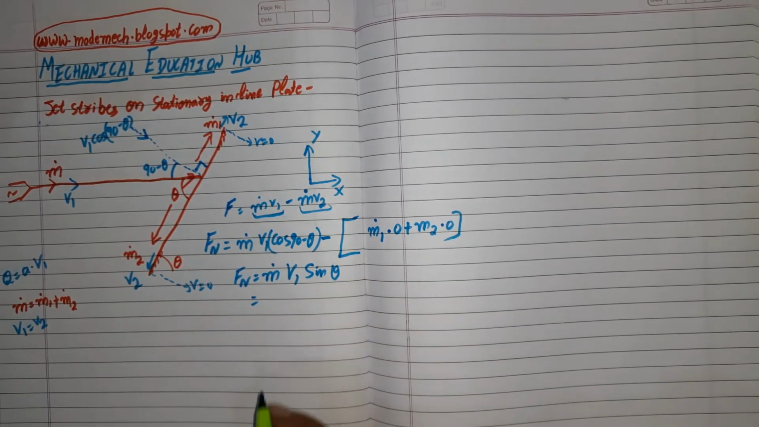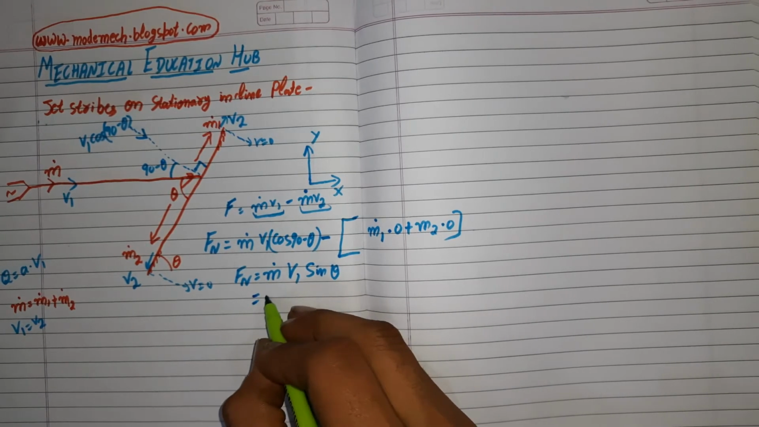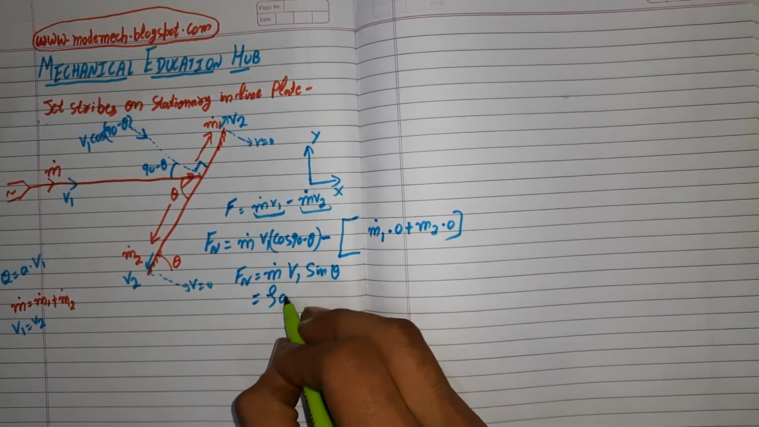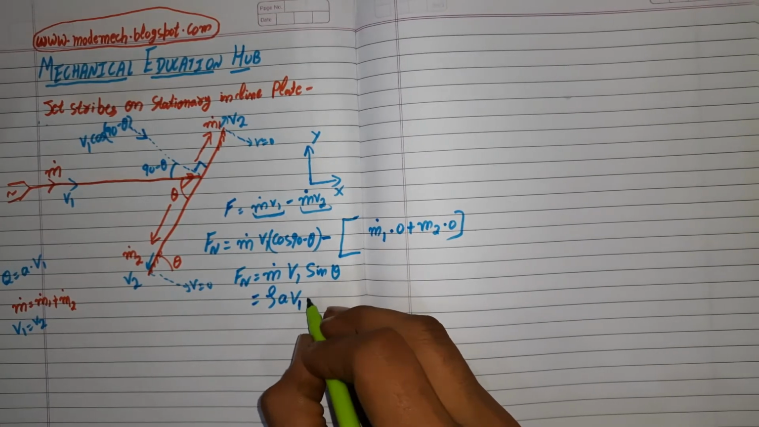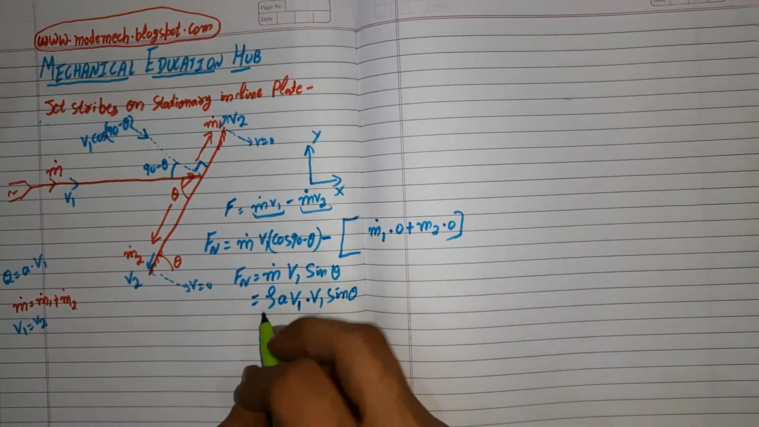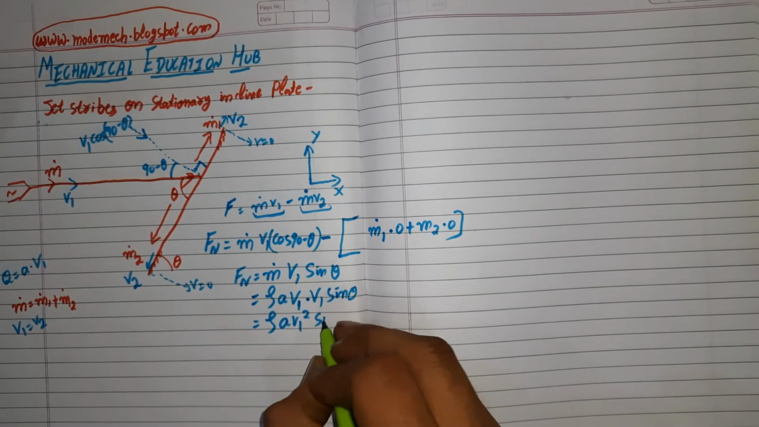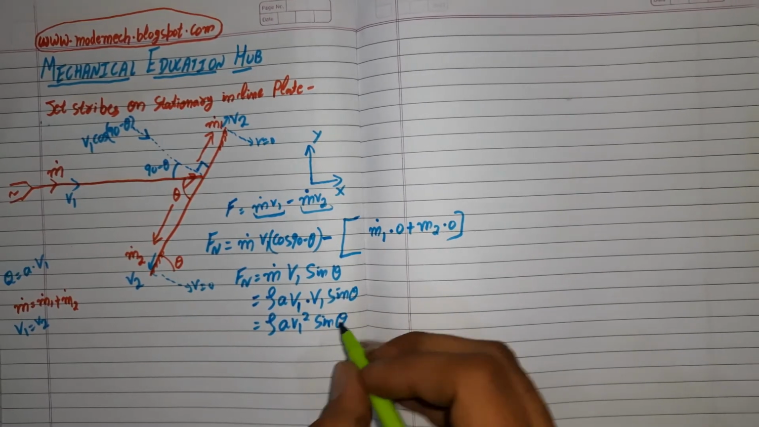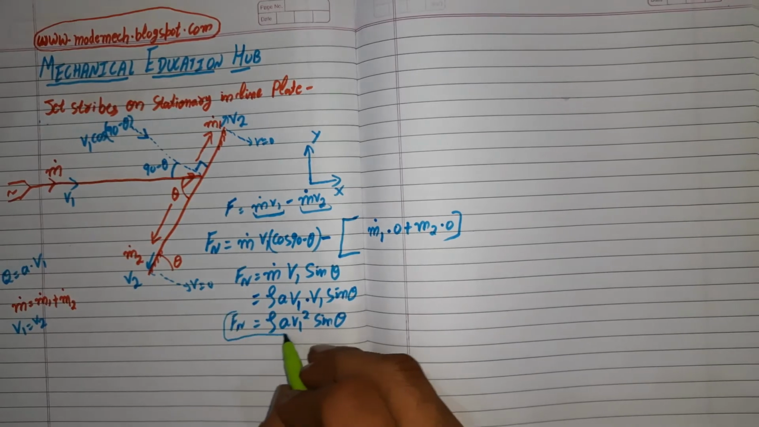So from here we can also write the mass flow rate as density into area into v1. Now with v1 sin theta, we get rho a v1 square sin theta. This will be our force in normal direction.